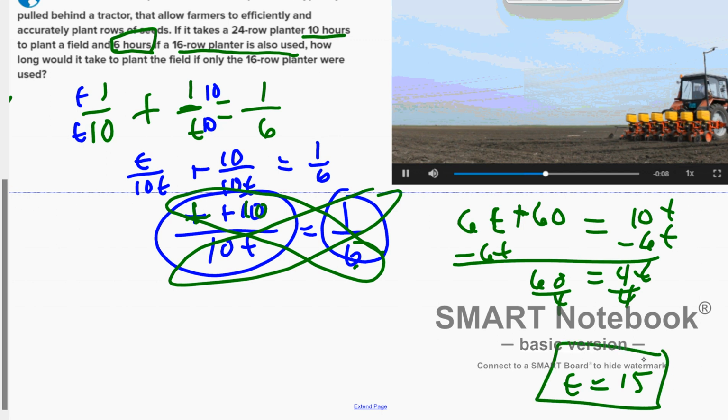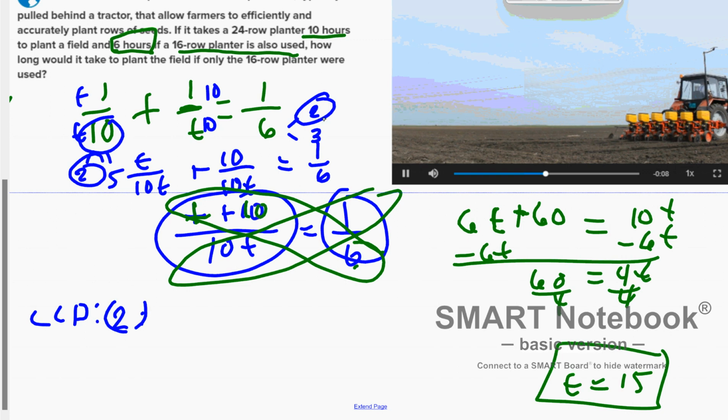Another way to do it would be to find the LCD. So the LCD would be taking 10, that's 2 and 5. 6 is 2 and 3. List all those factors. So 2 is repeated, so that's one factor. And then 3 is another one, and 5 is another one. And then we have t as another one right here. And so that'd be 30t.